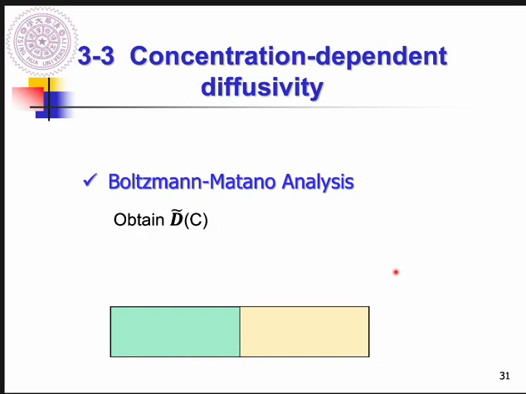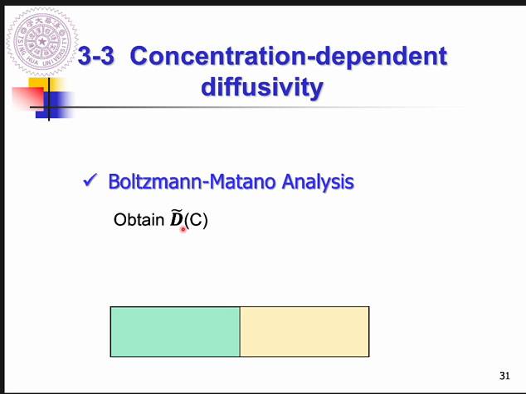Let's move to the third section: concentration-dependent diffusivity, which means that the diffusivity is not a constant anymore. It will change with concentration. So in order to understand how the diffusivity changes with concentration, we are going to introduce the Boltzmann-Matano analysis to help you obtain the diffusivity.